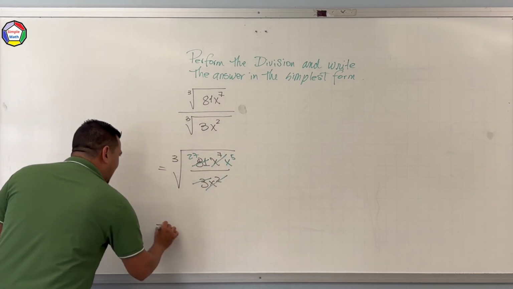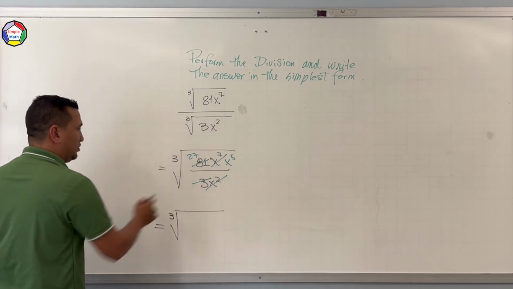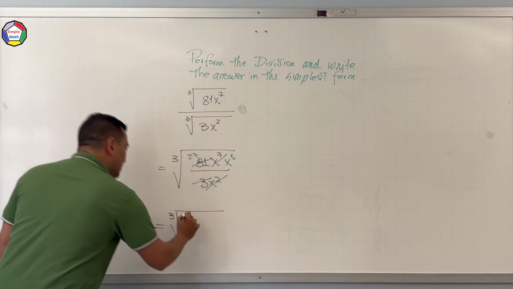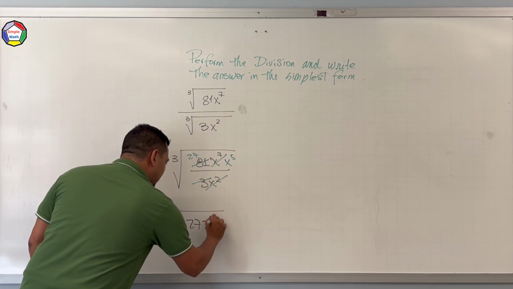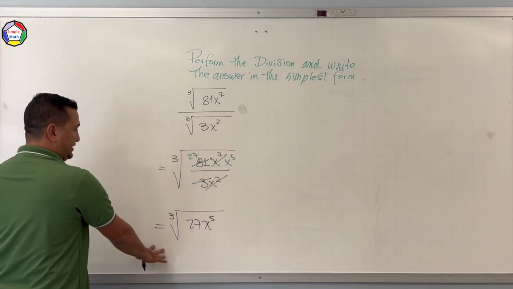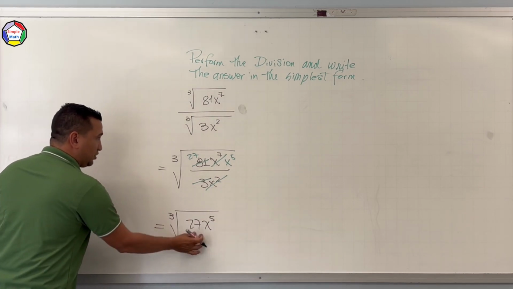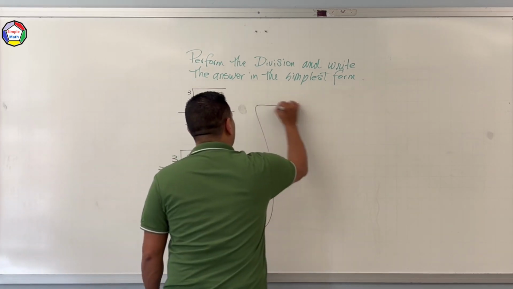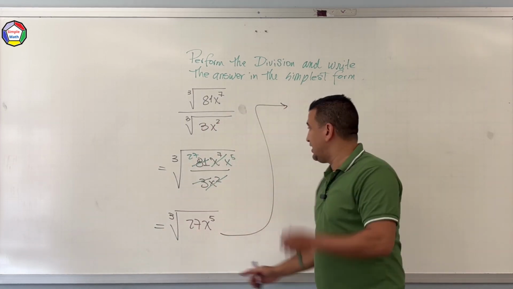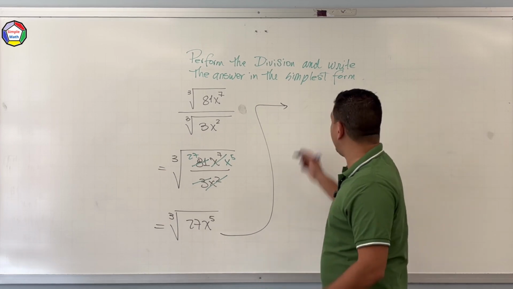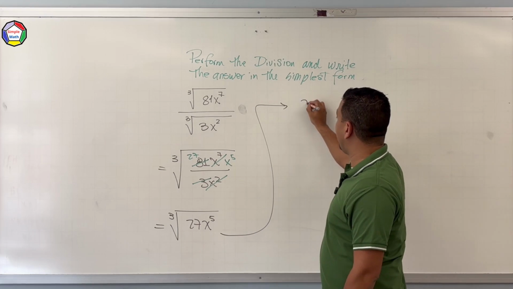Now, actually what we have is the cube root of 27 x to the power of 5, and nothing inside. Now I can play with this, because what is the cube root of 27? Let's continue here. What is the cube root of 27? The cube root of 27 is 3, because 3 times 3 times 3 is 27.